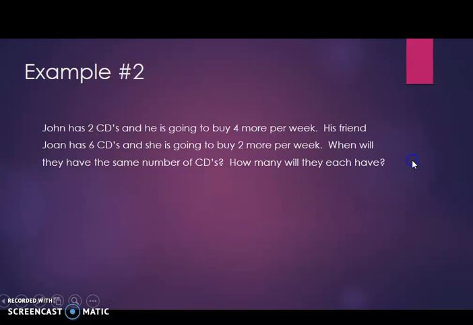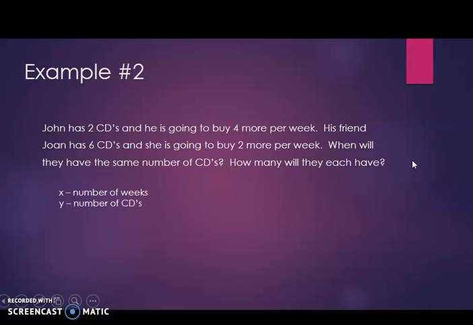Example number 2 says John has 2 CDs and he's going to buy 4 more per week. His friend Joan has 6 CDs and she's going to buy 2 more per week. When will they have the same number of CDs? And then how many will each have? Again, the first step, define your variables. X is going to be my number of weeks, and Y is your number of CDs, because the number of CDs you have depends on how long they've been collecting the CDs. That should make sense to everybody.